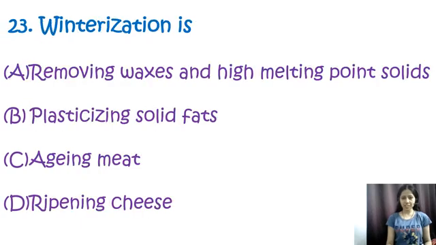Question number 23, winterization is: removing waxes and high melting point solids, plasticizing solid fats, aging meat, or ripening of cheese. So here my correct option is A, that is removing waxes and high melting point solids. Winterization is a process of removing waxes and other high melting point solids from the oil during the production of edible fats or oils.